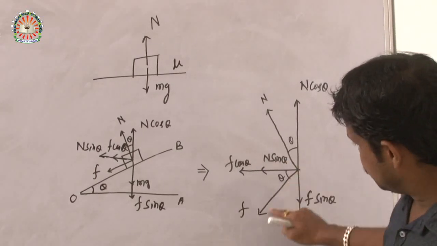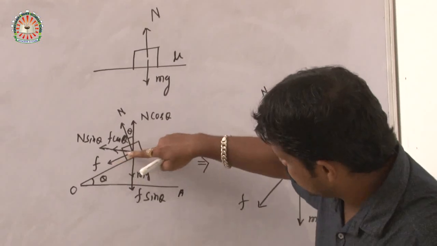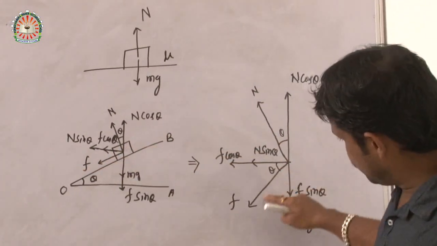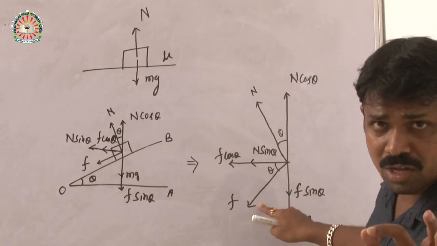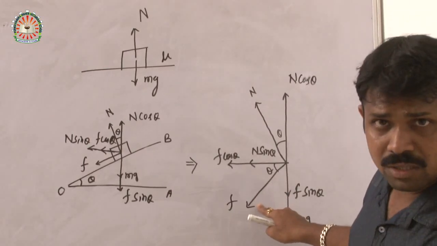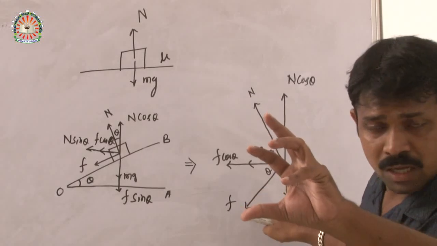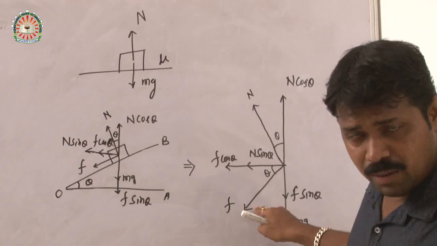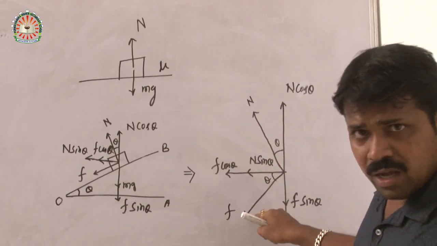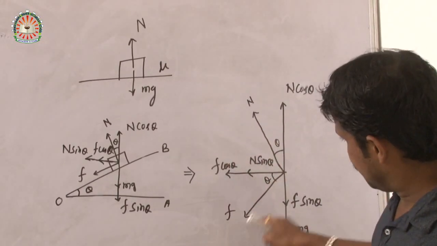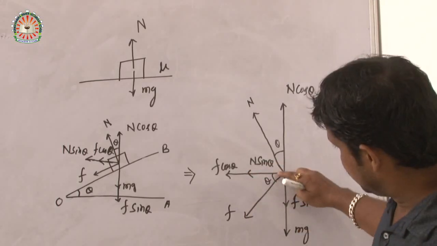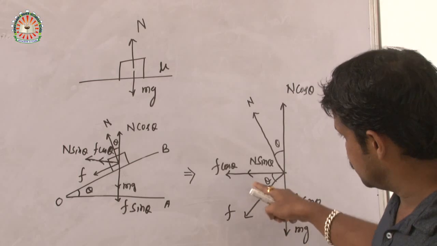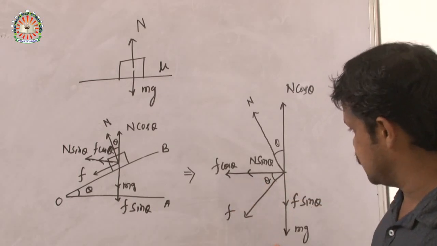Clear? Now this is my frictional force F. The frictional force is in between the tires of the vehicle and the road. This F is again divided into the horizontal component and the vertical component. So F is divided into F cos theta and F sin theta.